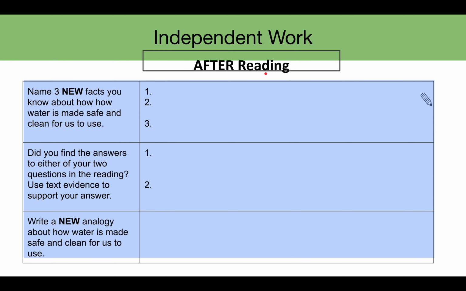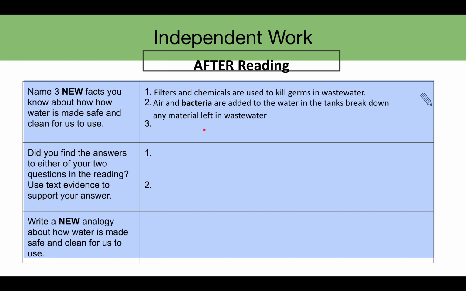Independent work after reading. Name 3 new facts you know about how water is made safe and clean for us to use. So the first fact I learned was that filters and chemicals are used to kill germs in wastewater. The second fact I learned is that air and bacteria are added to the water in the tanks to break down any material left in wastewater. And another fact I learned was that workers add chemicals to the water that kill the bacteria in the process called disinfection.